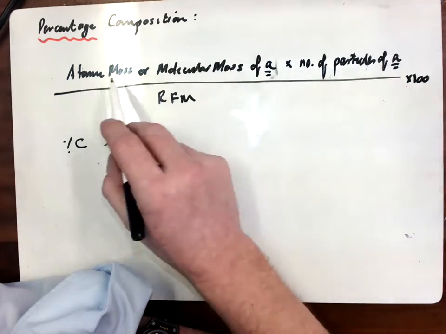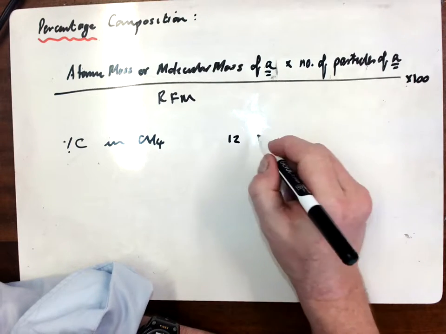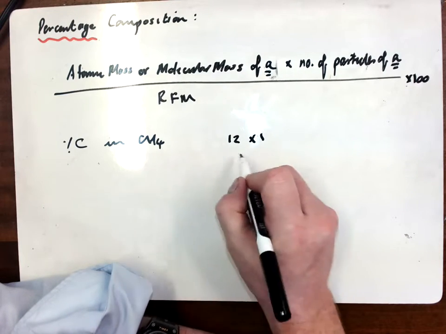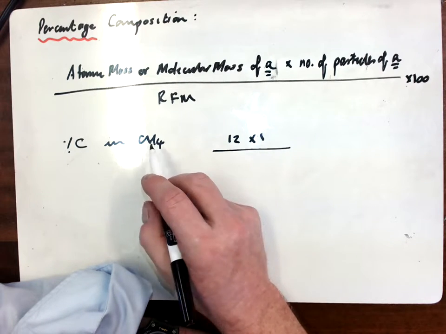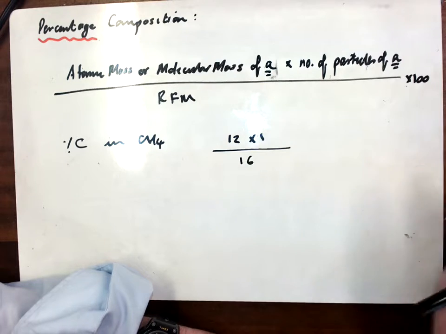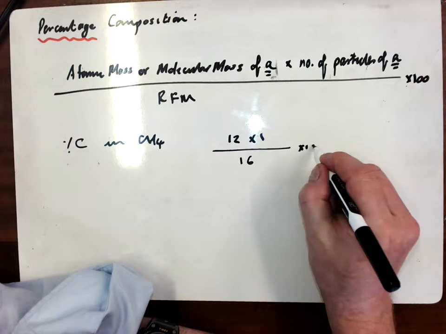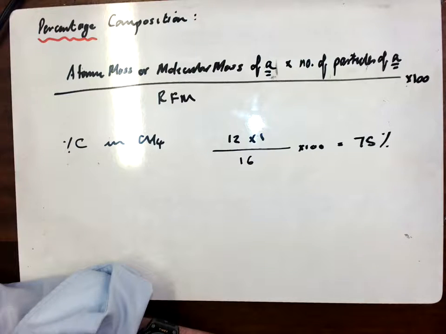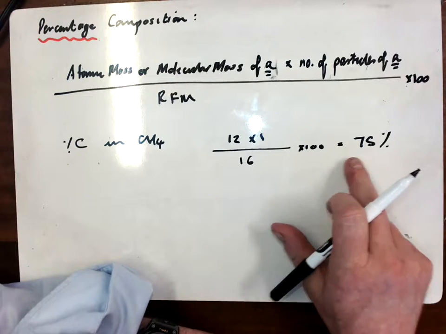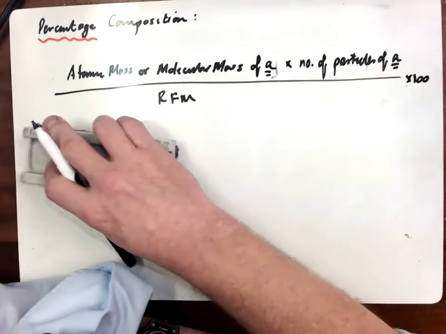The atomic mass of the carbon, if we go to the periodic table, is 12. The number of particles of it, obviously we've just one carbon in there, divided by the RFM of the whole thing, so that's 12 plus the 4 hydrogens, which gives us 16. So your calculation there is simply 12 divided by 16 times 100, which is 75%. That's as easy a one as you get. So 75% of this methane molecule is made up of carbon.